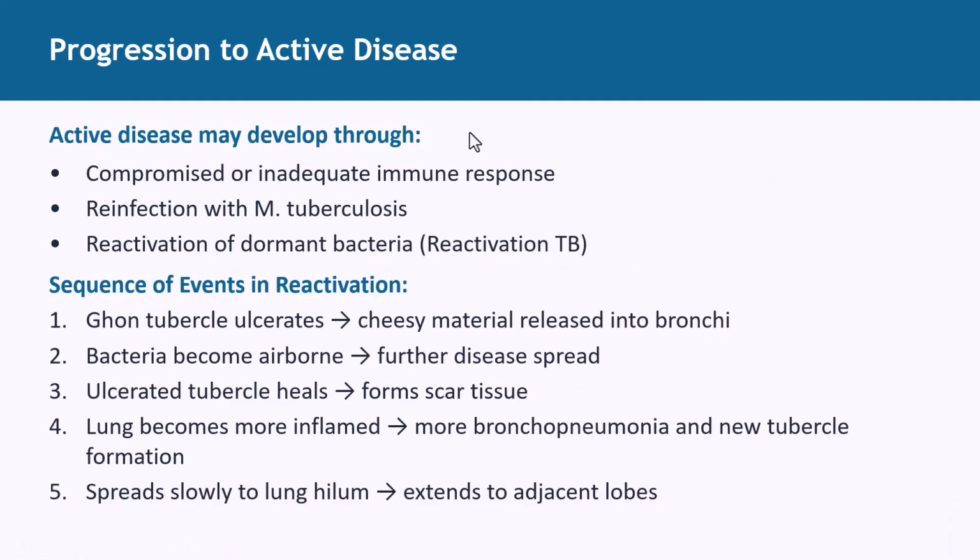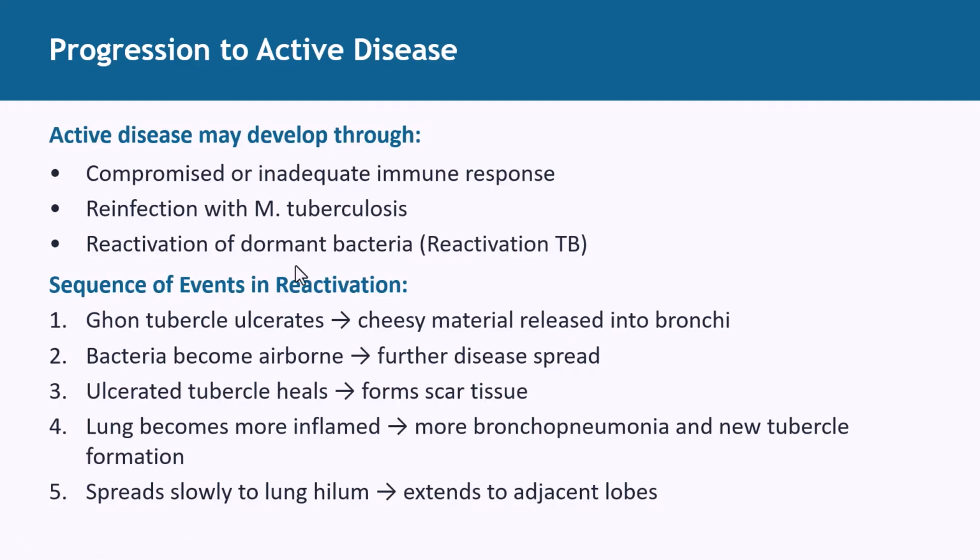So, what triggers the progression from latent infection to active disease? Active TB can develop in three main ways. First, through a compromised or inadequate immune response. If the immune system weakens due to HIV, cancer treatment, malnutrition, aging, or high-dose corticosteroids, the macrophages can no longer contain the bacteria inside the granuloma and the infection reactivates. Second, through reinfection. If a person with latent TB is exposed again to a large inoculum of Mycobacterium tuberculosis from an external source, they can develop active disease.